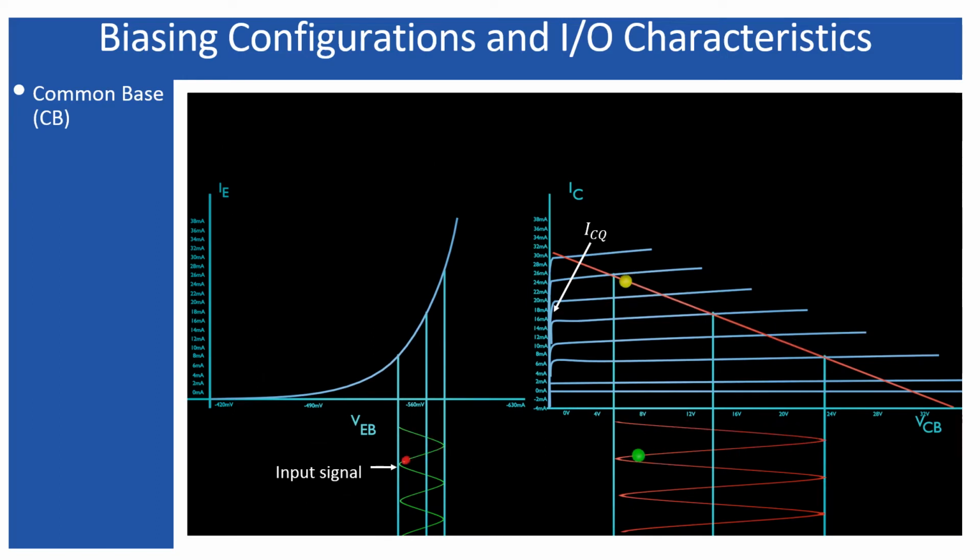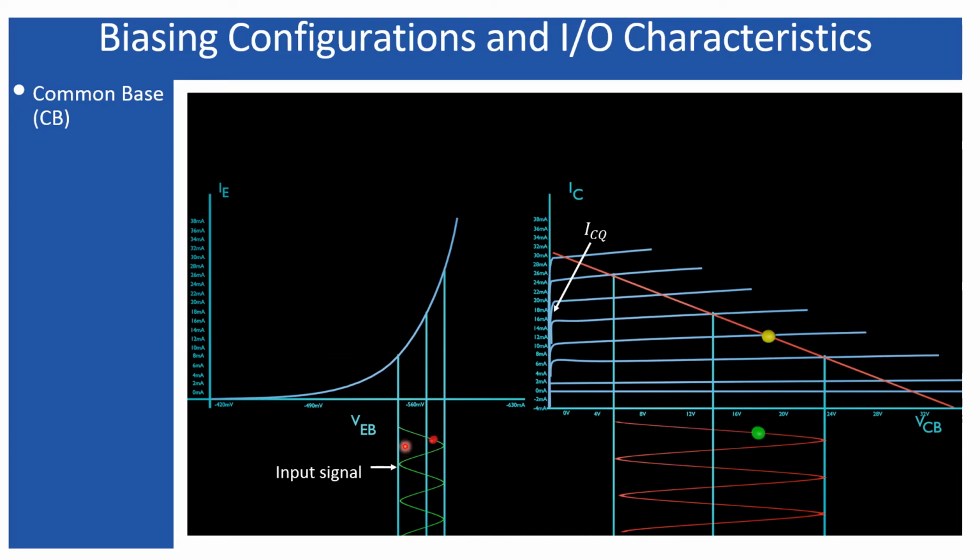Here is a simple animation I have presented to make you understand the harmony which is maintained between the input characteristics and output characteristics, along with their respective load lines, to achieve the amplification. Let's see how the amplification is obtained. The input signal is like this. So the input signal appears across the input load line.